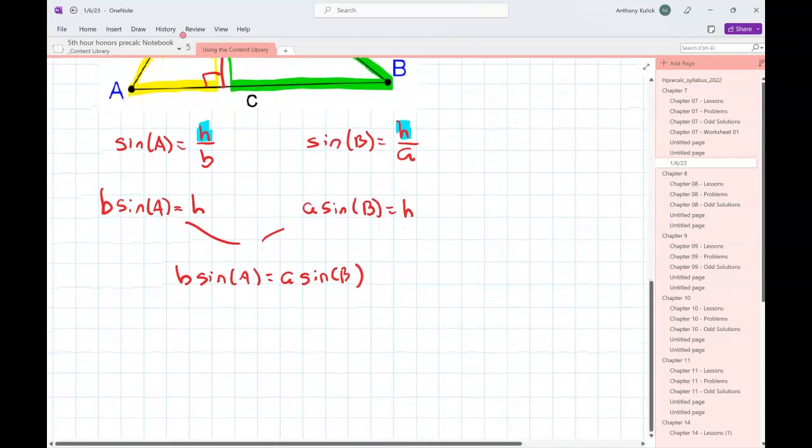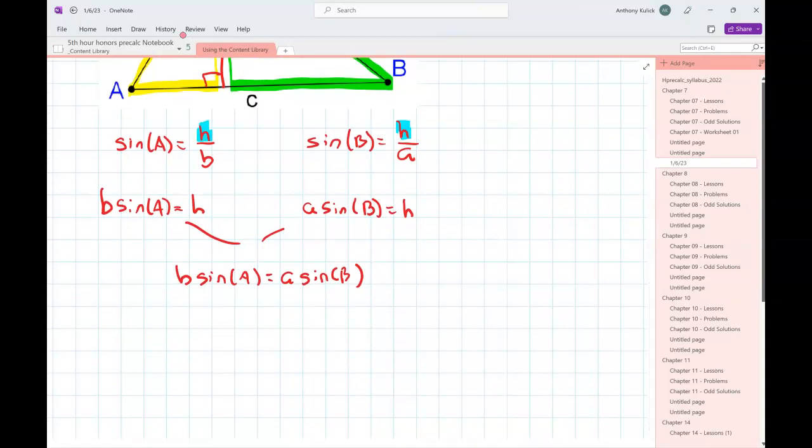Conventionally, this is not how we would write this equation. So to get to the standard representation, I'm going to divide both sides by AB. So the B's would cancel, and then the A's would cancel. And this is the traditional representation of this, where we have the angle and the side opposite that angle inside of the same fraction.